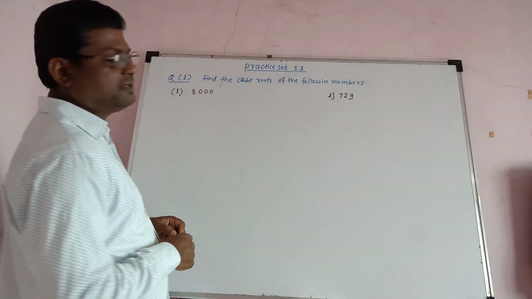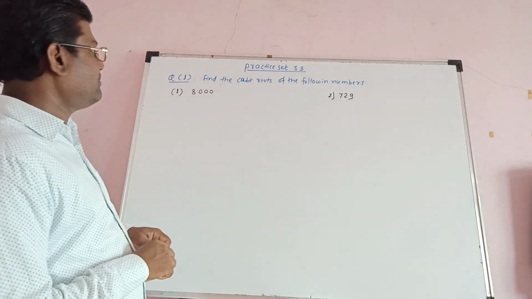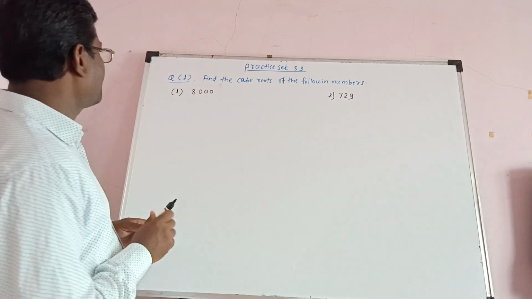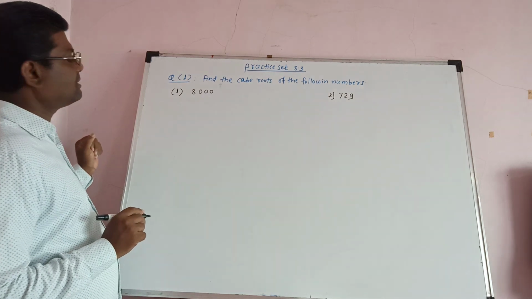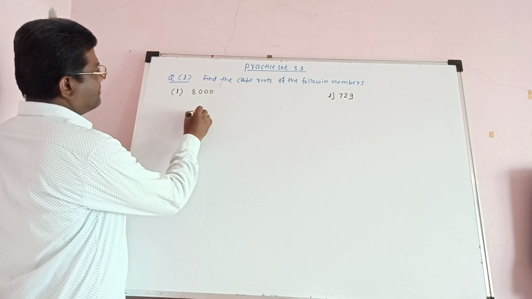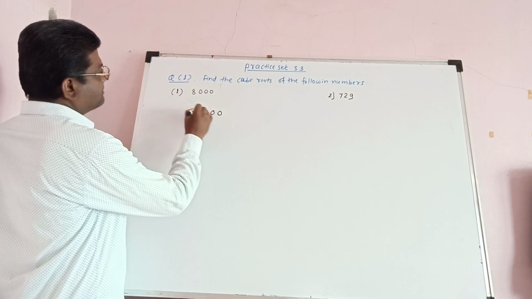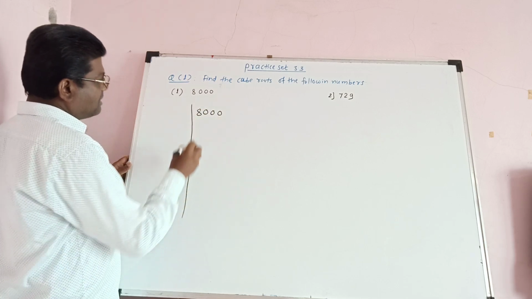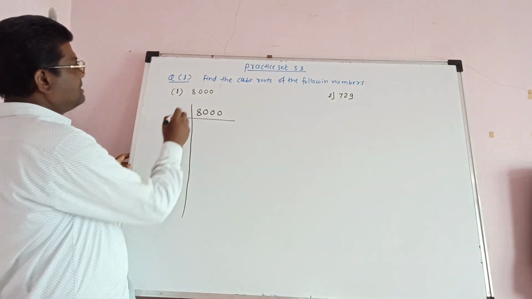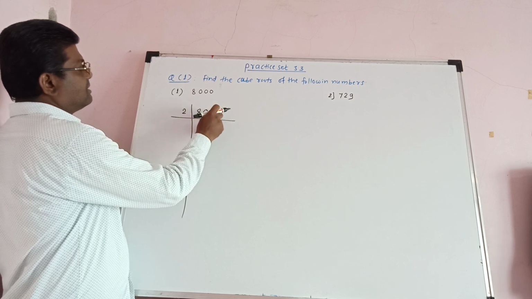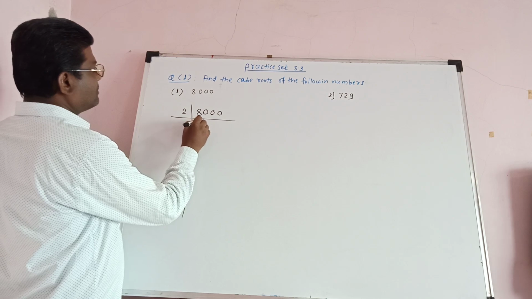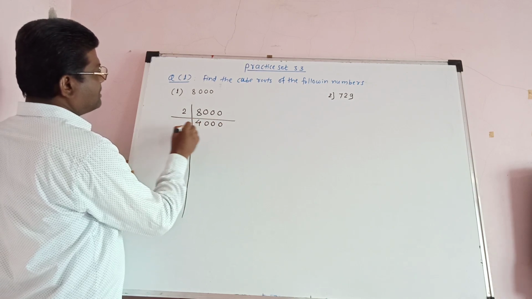Now practice set 3.3, question number 1. Find the cube roots of the following numbers. Example number 1, 8,000. In order to find the cube root of 8,000, let's find the factors of the number 8,000. 8,000 is divisible by 2 since the units place is a 0. Therefore, this will be 4,000.